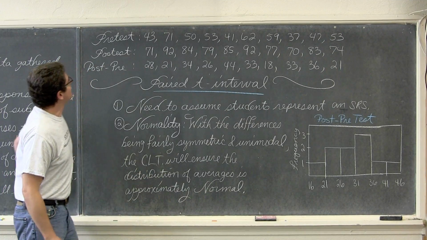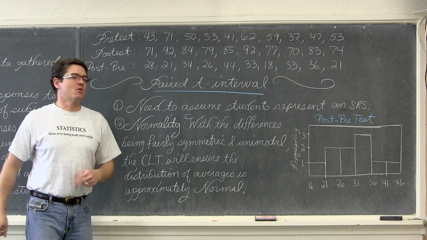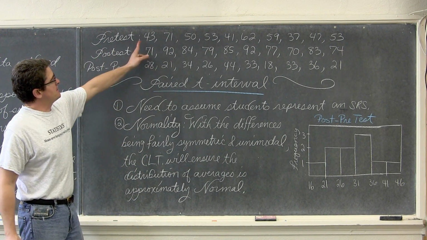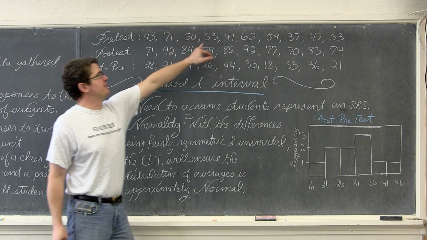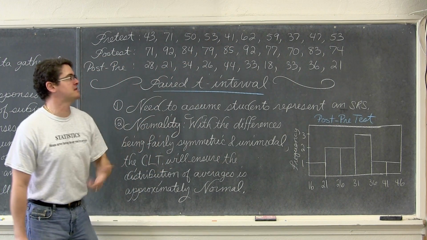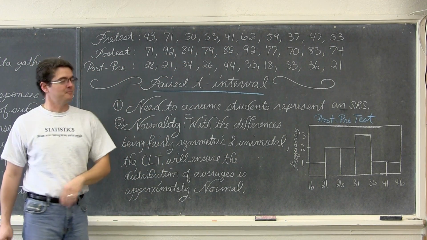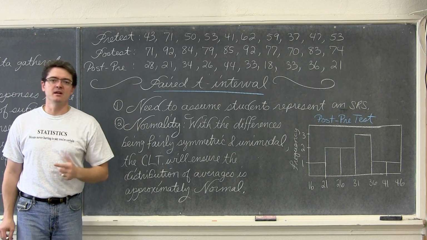All right, so we've got 10 scores recorded. The pre-test grades are 43, 71, 50, 53, 41, 62, 59, 67, 47, and 53. Then we take a post-test at the end of the course.